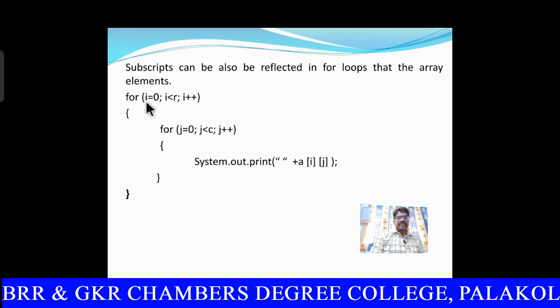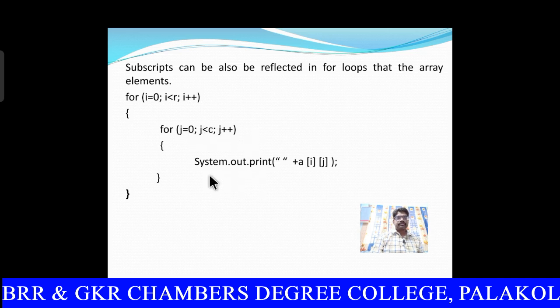So the first for loop represents the rows and the second for loop represents the columns. I am taking i as rows and j as columns. The row always starts from 0 and columns always start from 0. So i is equal to 0, i less than row size, i plus plus. For j is equal to 0, j less than column size, j plus plus.